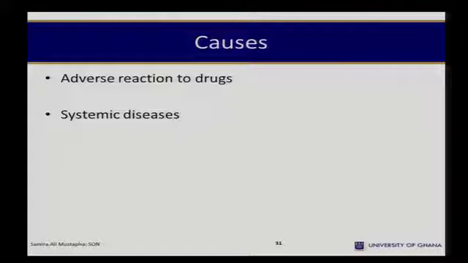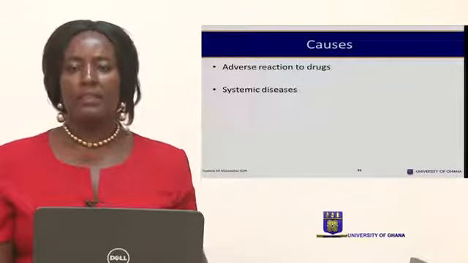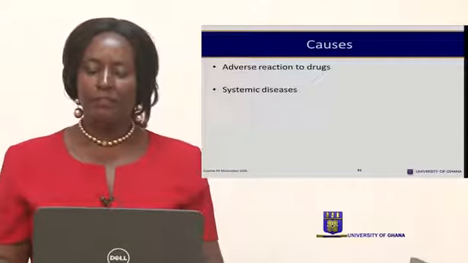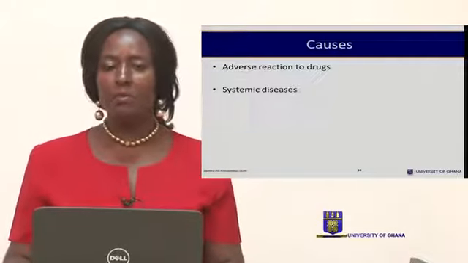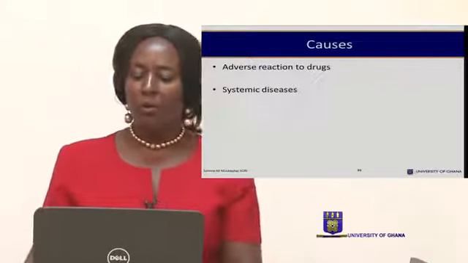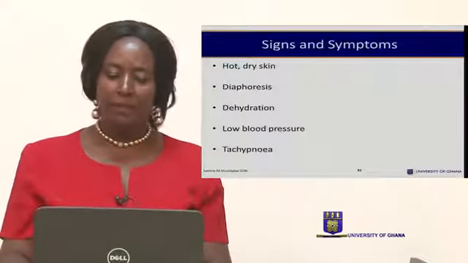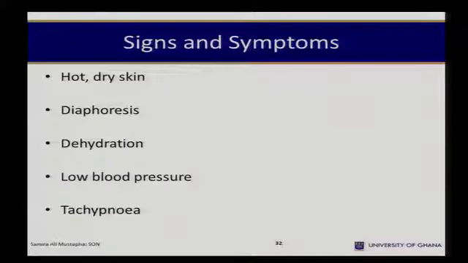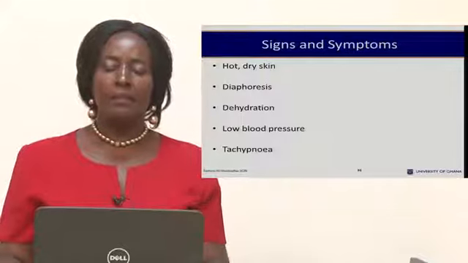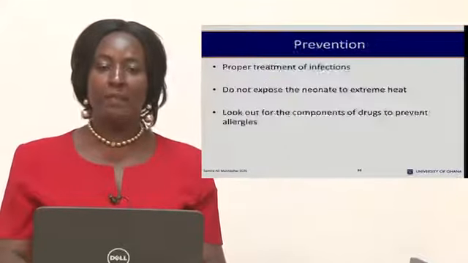So some of the things that can cause this are some drug reactions or some systemic infections. We talked about NEC or any other infection that can come as a result of cord sepsis or any other thing can cause fever. So signs and symptoms: when the baby is very hot, the skin gets hot and dry, and then there's also some degree of sweating, there is also dehydration, low blood pressure, and then there is tachypnea. The respiration goes above 60.